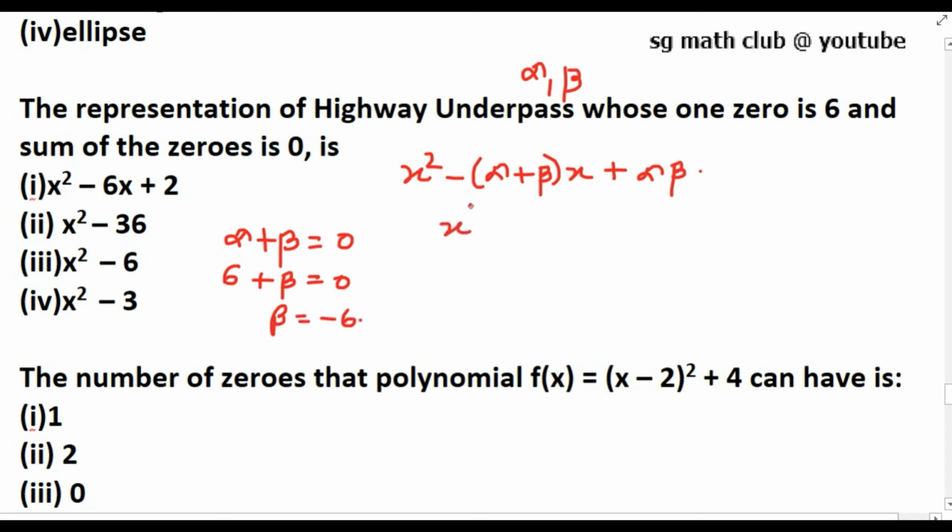So we can substitute it. The sum of zeros is 0 and the product of zeros is 6 into minus 6, so it is equal to x square minus 36. So the answer is x square minus 36. It is there in the option.